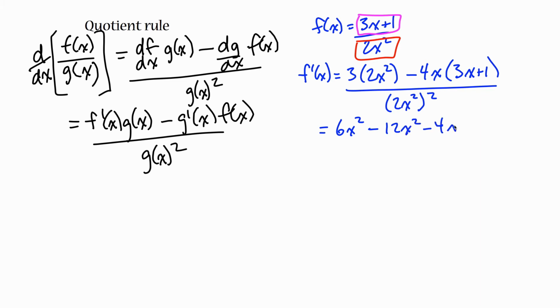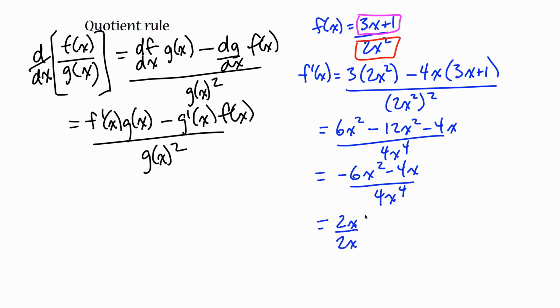becomes something like this: minus 6x squared minus 4x over 4x to the 4th, which simplifies down the rest of the way. We can take out a 2x on the top and on the bottom to get minus 3x minus 2 over 2x cubed. And there's our final result. So there you have it. Now if you ever need to take the derivative of a quotient, you have the quotient rule.